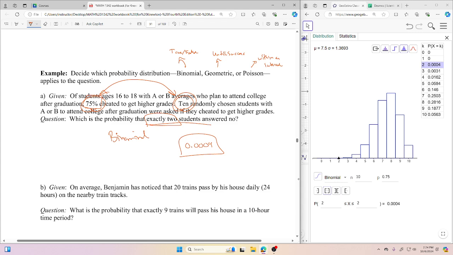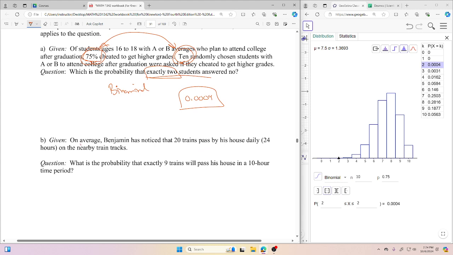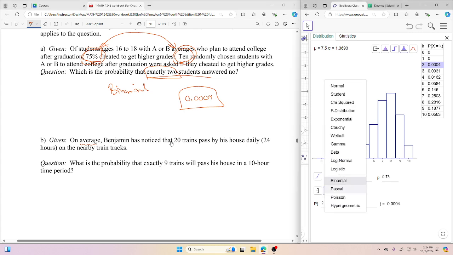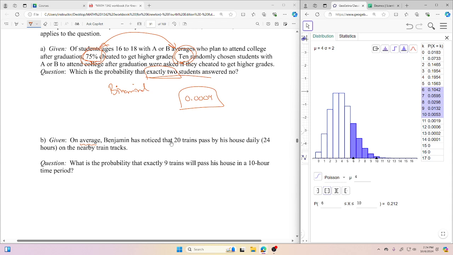Let's keep going. So on average, see, that's a key word right there. Do we have an average number right here? We have a total number and we have a probability. What does have an average? Poisson has an average, right? That's that little mu thingy.